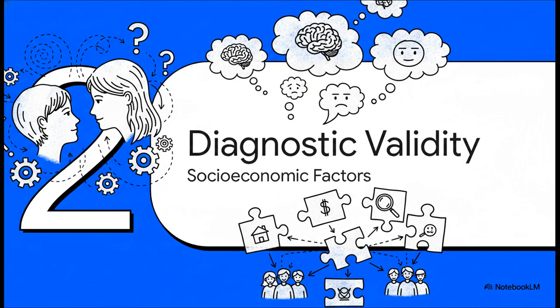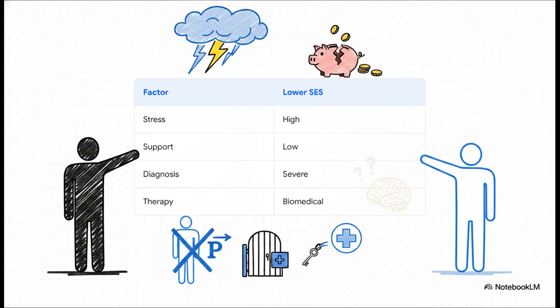Moving right along to Section 2, the challenges of diagnostic validity. Let's talk about socioeconomic status because it plays a gigantic role here. People from lower socioeconomic backgrounds face chronic stressors like financial instability, and they objectively have fewer protective factors like good healthcare access. Johnston's 1989 research gives us some vital empirical data on this. It shows that due to systemic disparities, lower SES patients often receive more severe diagnoses right off the bat and are pushed toward biomedical treatments rather than psychological therapy. It's a structural reality in the healthcare system that you absolutely need to keep in mind.